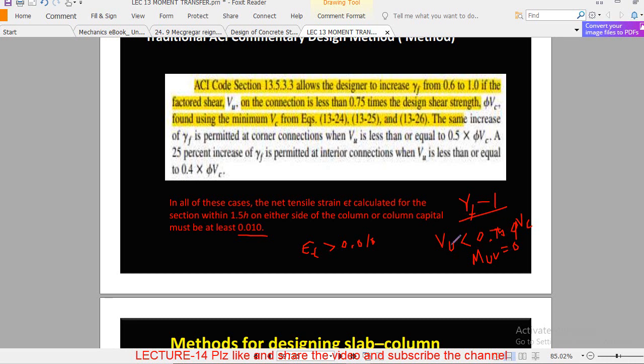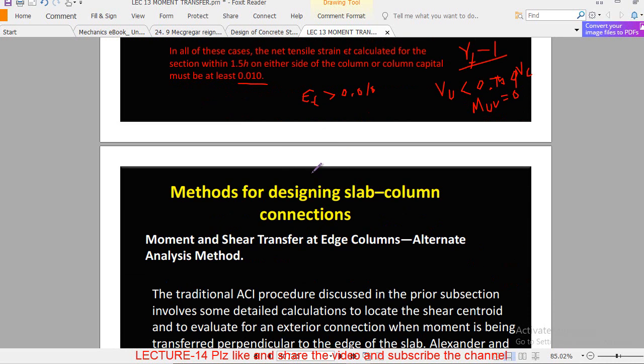But if it is greater, we will do the whole calculation for the shear stress distribution. Similarly, the same increase of gamma f is permitted at the corner connection when Vu is less than this value, and for the interior connection we have to check this with 0.4 phi Vc. We will do this check in the coming example.